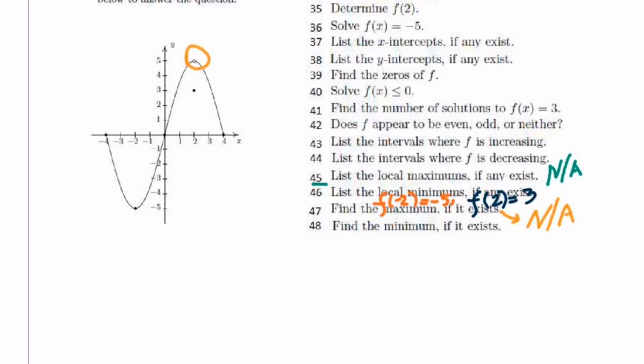For 48, find the minimum. We do have a very bottom point. That is f of -2 equals -5.